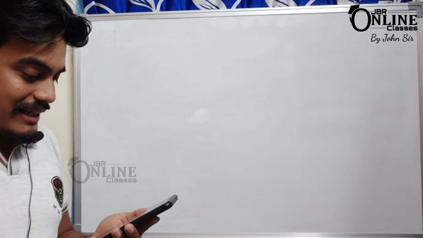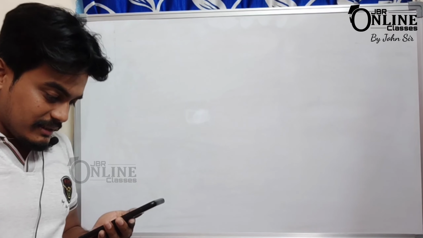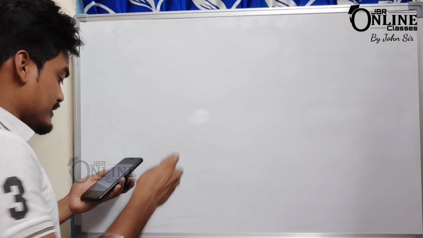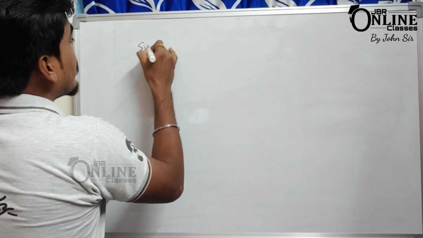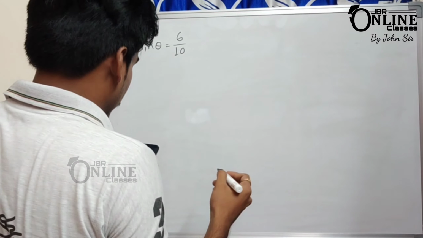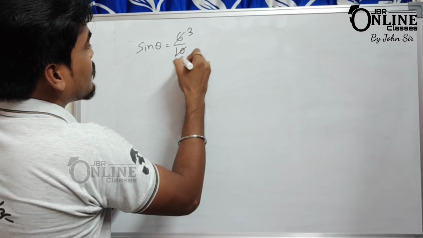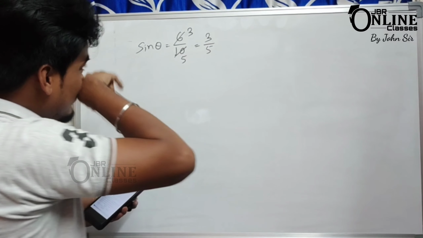Now next, sum number 11. In sum number 11, sin theta equals 6 by 10. Then you have to find out cos theta plus tan theta. Okay, so sin theta equals 6 by 10, it's given, and you have to find out cos theta plus tan theta. 6 by 10 means it's 3 by 5. Okay.